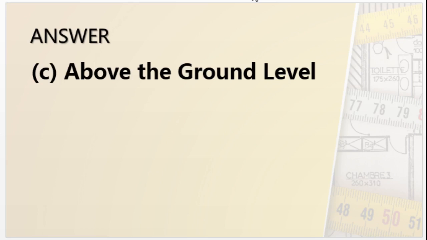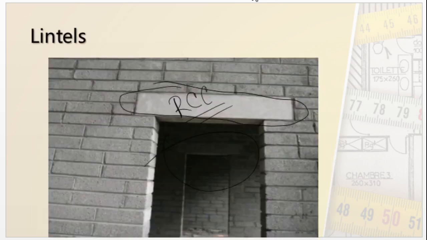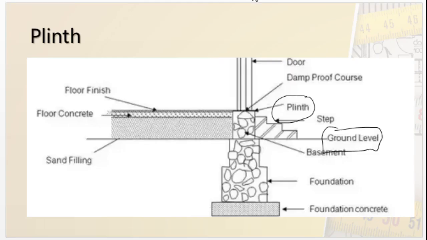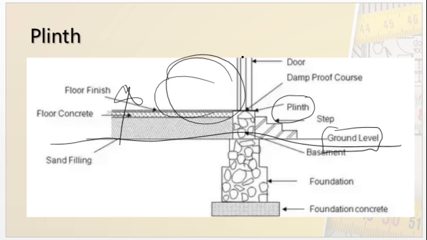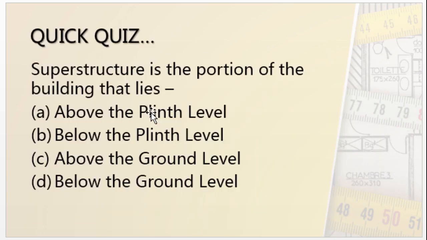So we define the superstructure as the structure which lies above the ground level, as we can see from the previous slide where we have mentioned that this portion over the ground level, the total structure, we will know this structure is superstructure, and below this is substructure. However, you'll have to be prepared. There are more quizzes after this.